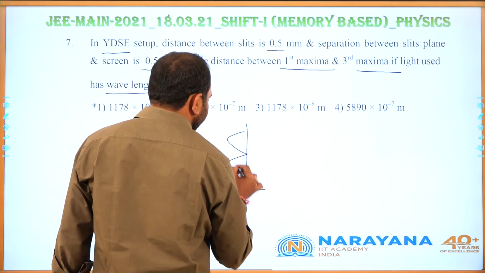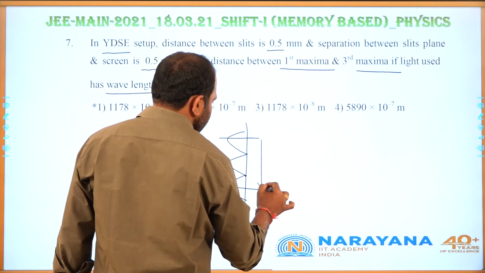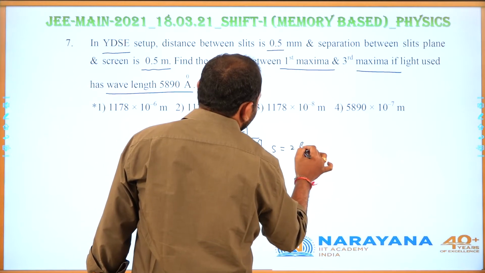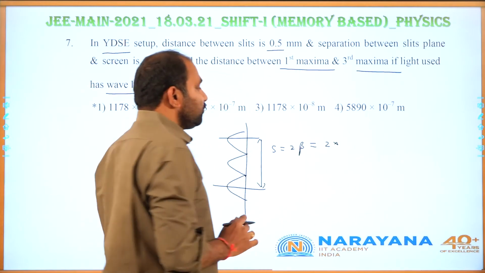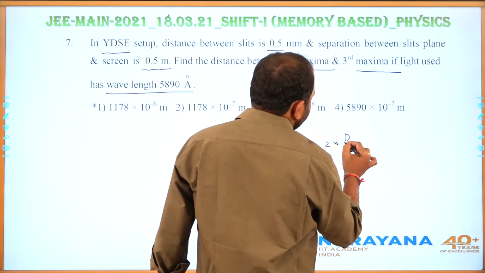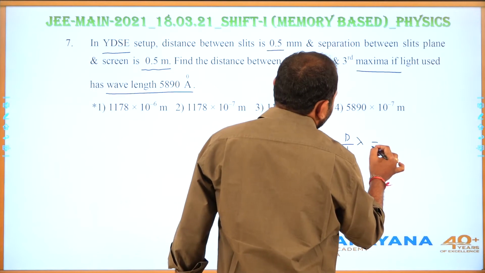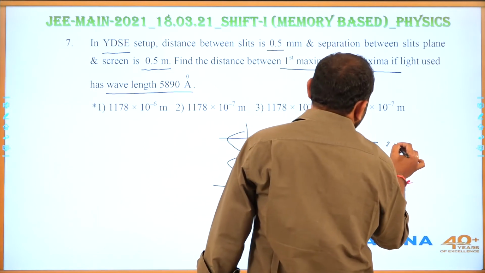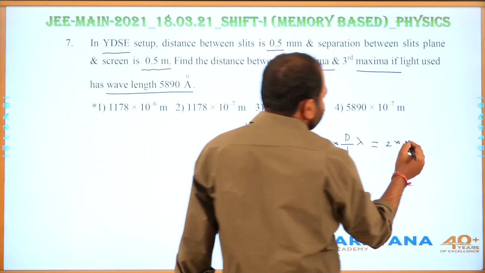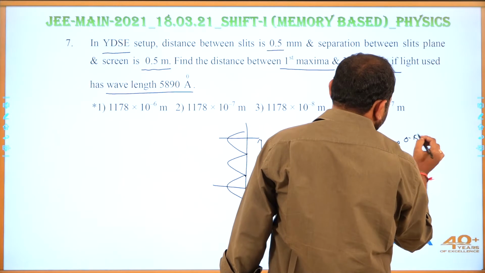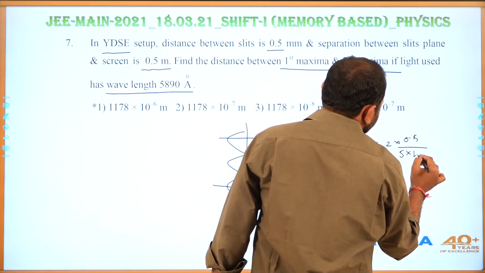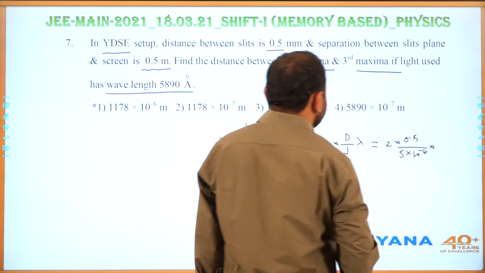If I assume this is the first maxima and this is the third maxima, this separation equals 2 times the fringe width beta. We know the general expression for fringe width beta is capital D by small d into lambda. We know the notations of small d and capital D. Capital D is the separation between slit plane and screen. This is given as 0.5 meters, and small d given is 0.5 mm, so this can be written as 5 into 10 power minus 4 meter in SI units.